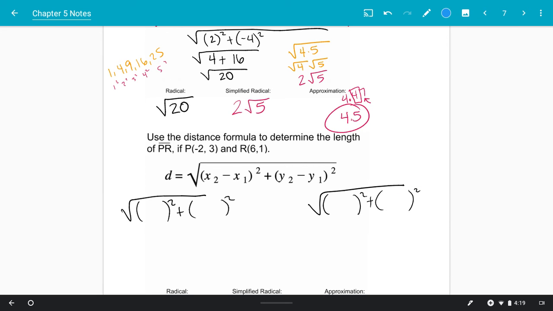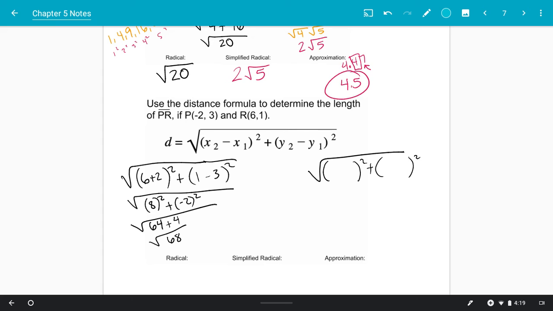Okay, so you may have done 6 minus negative 2, which becomes plus 2, and then 1 minus 3. That becomes 8 squared plus negative 2 squared, which 8 squared is 8 times 8, which is 64. And then negative 2 squared is 4. So we get square root 68, okay?